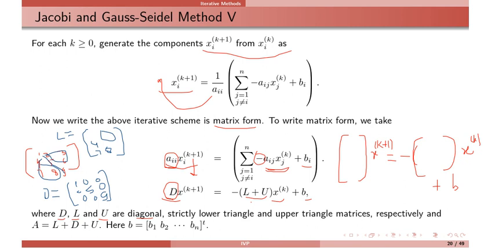So if you add L, D and U, you get A. So A is the lower part below the diagonal, D the diagonal part of the matrix, and U the upper part of the matrix, and b is the column vector, that is the right hand side of the system.